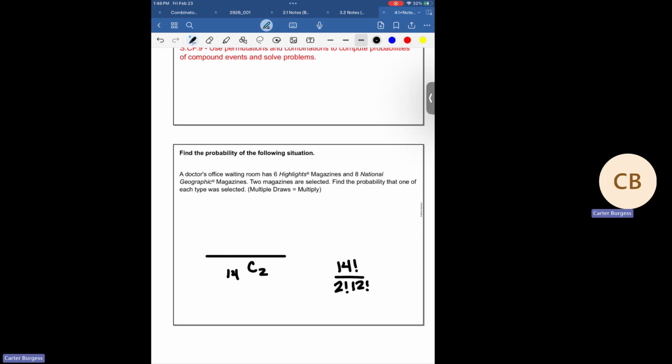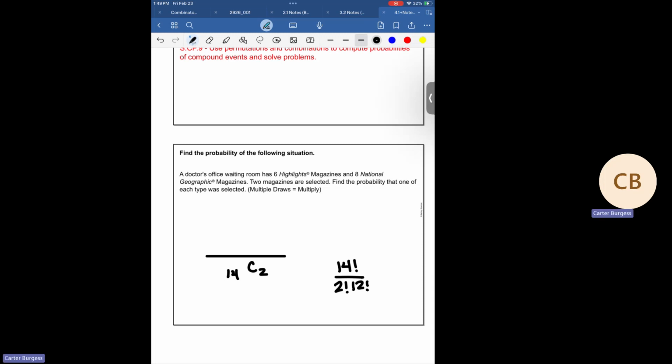Okay, so then our numerator needs to be the number of successes, right? We need the number of ways that from this 14 choose 2, we can pull exactly 1 highlights and exactly 1 National Geographic. Okay. Not too horrible. How many ways, or how could I figure out the number of ways that I can pick a single highlights magazine?